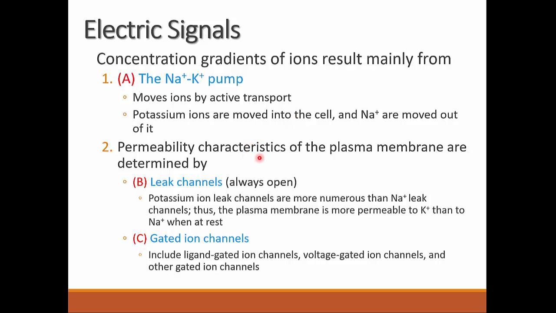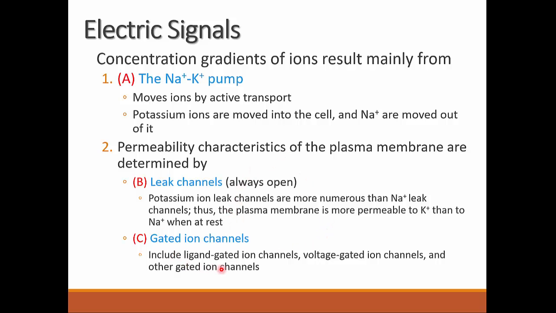Other ways that the concentration gradient is maintained is you have leak channels. So you have both potassium ion channels and sodium ion channels that are always open. And this allows for maintaining resting membrane potential, where if it becomes too negative inside of the cell, then you can have positive ions move inside. If it becomes too positive in the cell, then those ions will leave the cell.